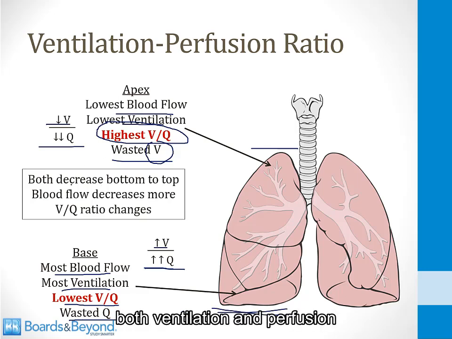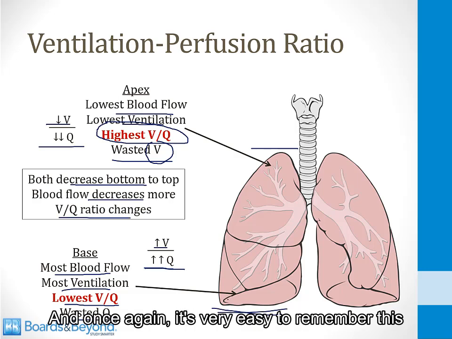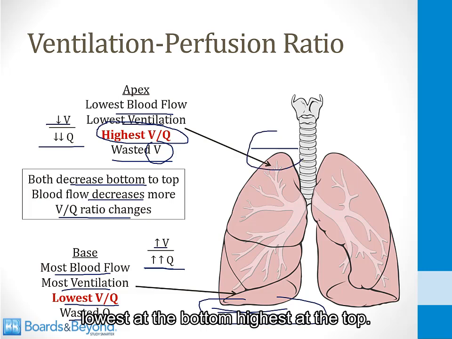Both ventilation and perfusion decrease from the bottom to the top, but the blood flow decreases more. As a result, the VQ ratio changes. And once again, it's very easy to remember this: lowest at the bottom, highest at the top.